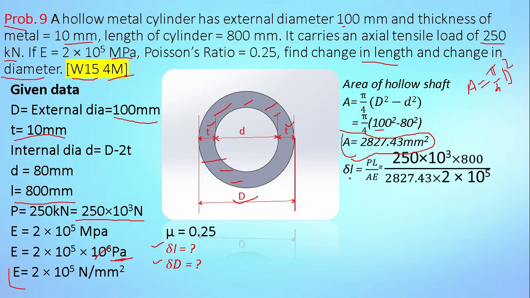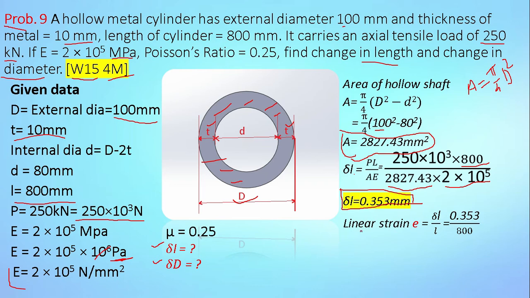We know the formula: change in length is equal to PL divided by AE. Load is 250 into 10 raised to 3 Newton multiplied by the length 800, divided by cross-sectional area 2827.43 and Young's modulus 2 into 10 raised to 5. So this is a change in length of 0.353 mm.